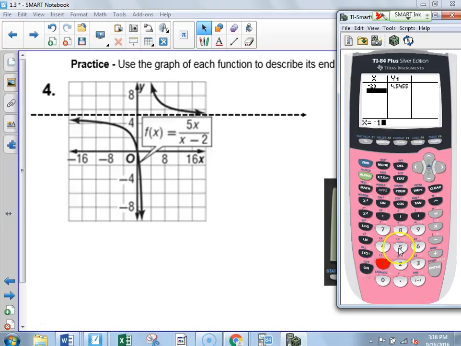Negative 150. What's even further left? Negative 2016. Could you just type negative 99999? Okay. What is this approaching? Can you tell what it's getting close to?